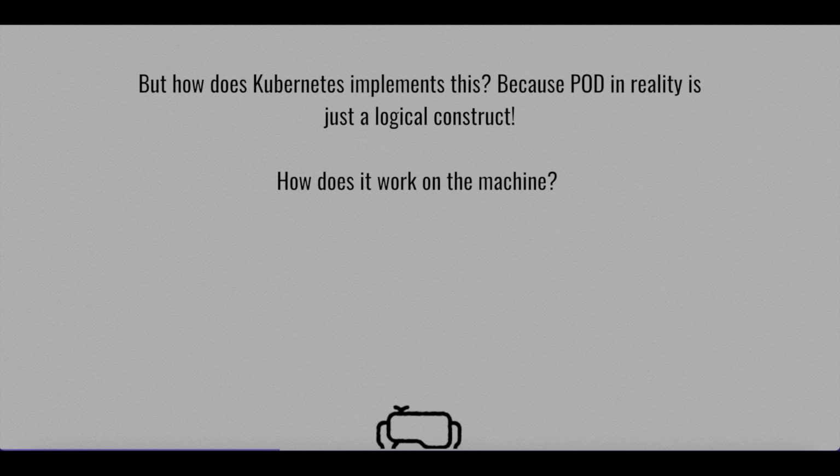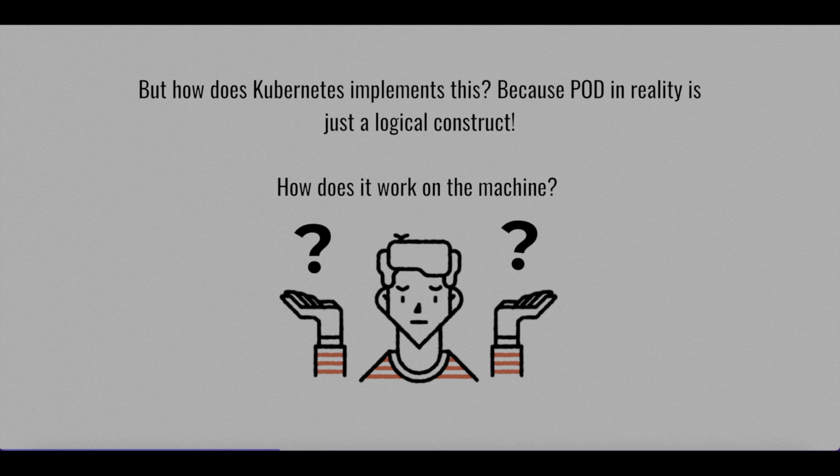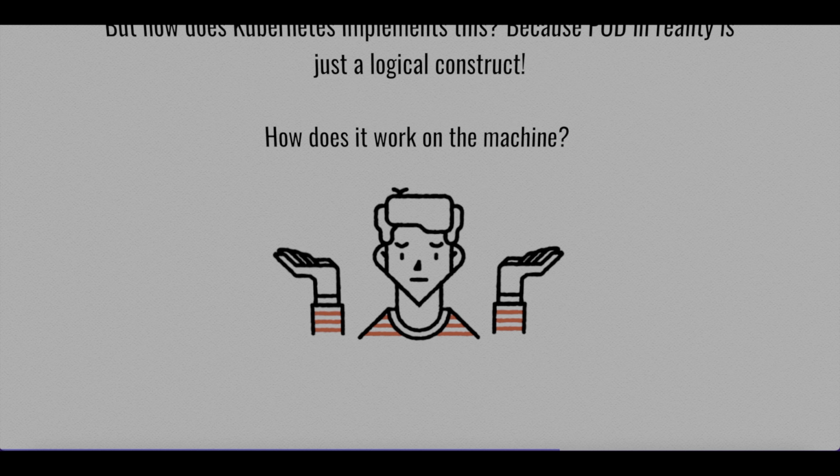But how does Kubernetes implement this? Because a pod in reality is just a logical construct. How does it work on the machine? That's a question we are going to explain in today's episode.